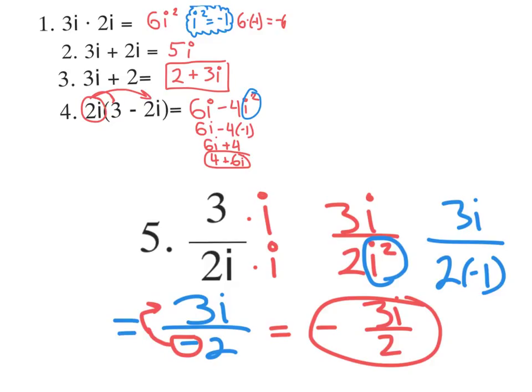So remember, just like radicals, you don't want a radical in the denominator. You don't want an imaginary value in the denominator either. Let's move on to something more challenging, like if you had a complex number in the denominator instead of just an imaginary number in the denominator.